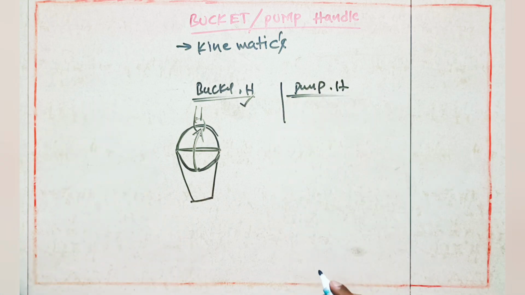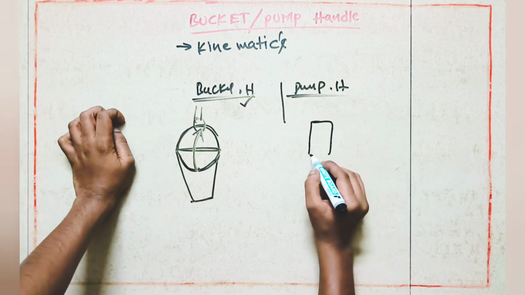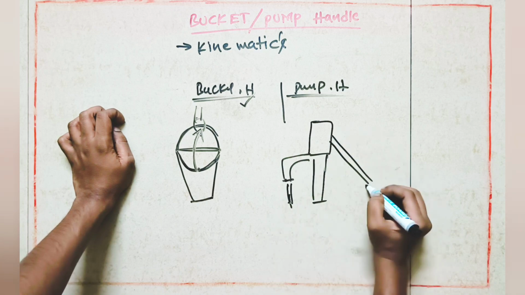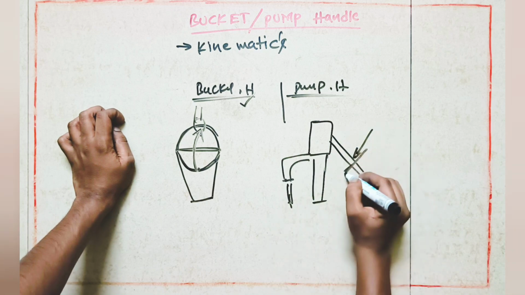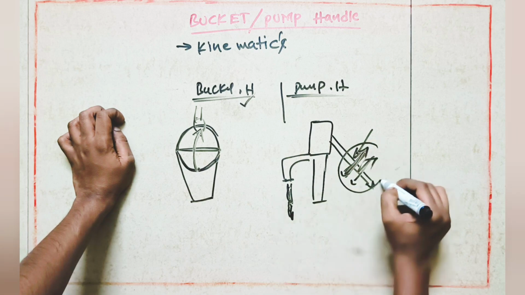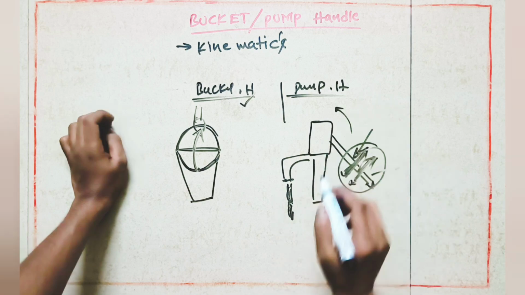And pump handle also is very easy. Suppose in the old days we had a pump on the floor, and the water will come down here. One person will come and do an upward and downward movement, and because of that the water will come down. So the movement happening here, upward and downward, is the pump handle movement.